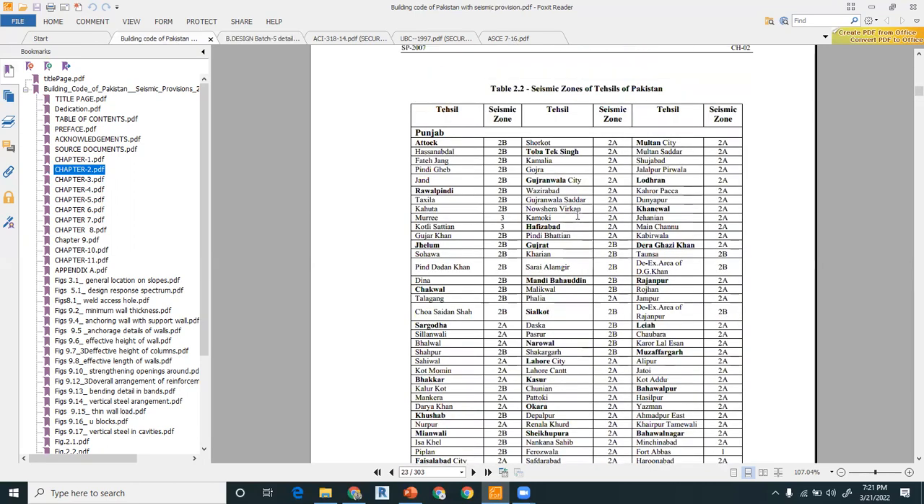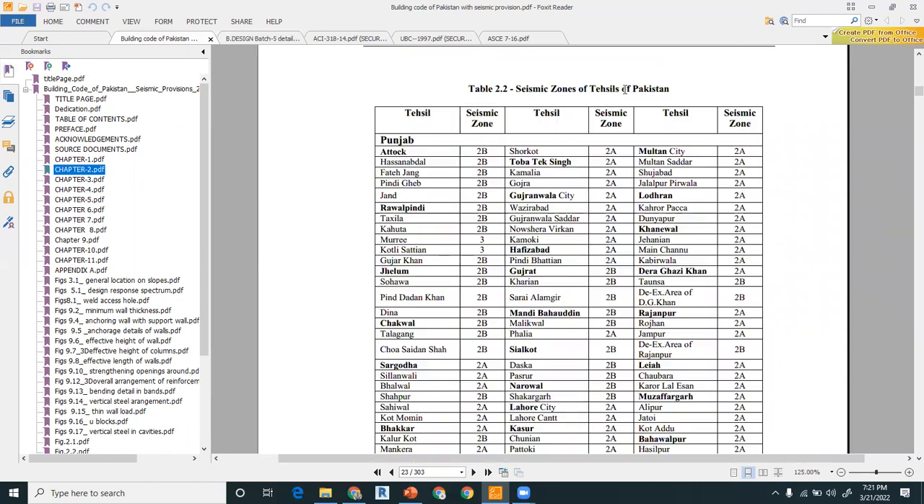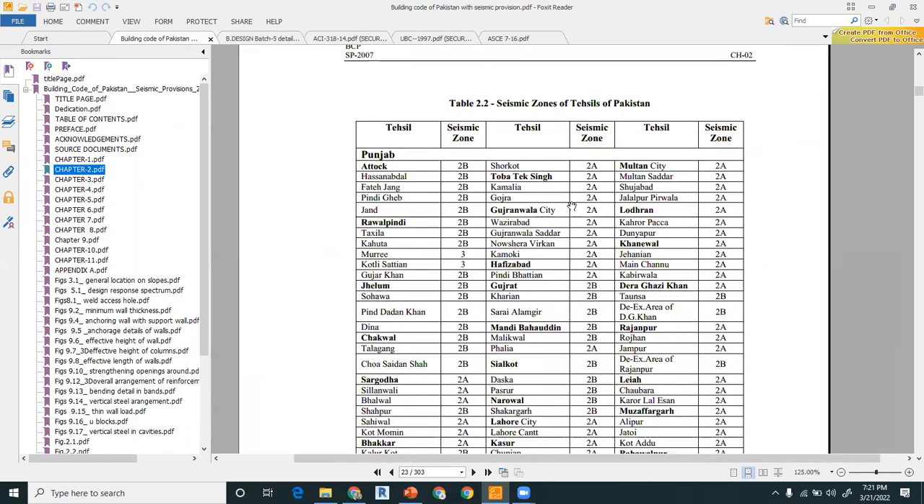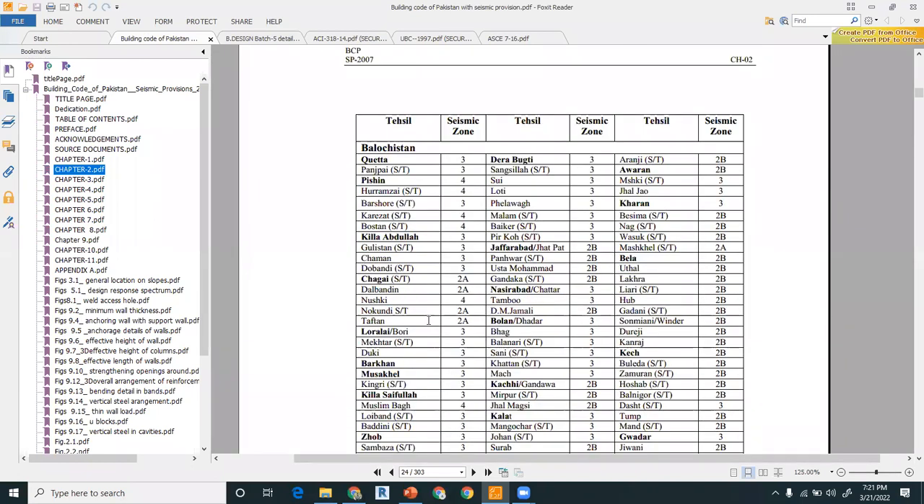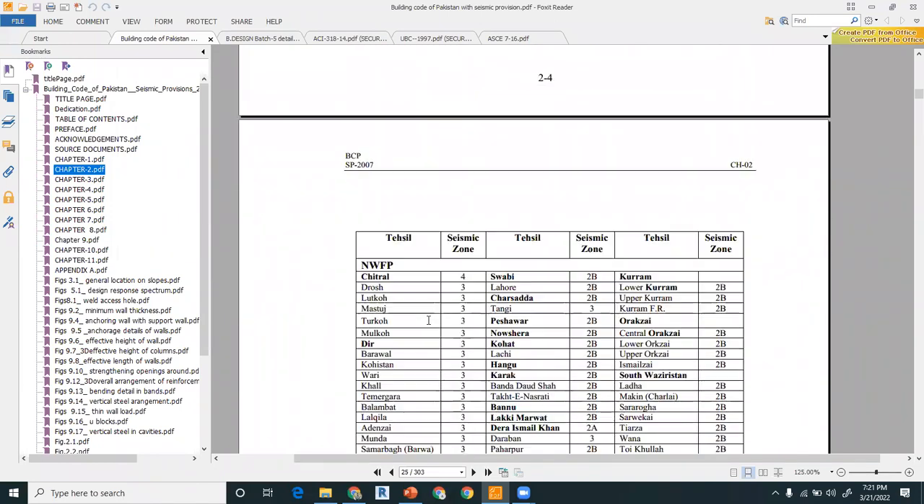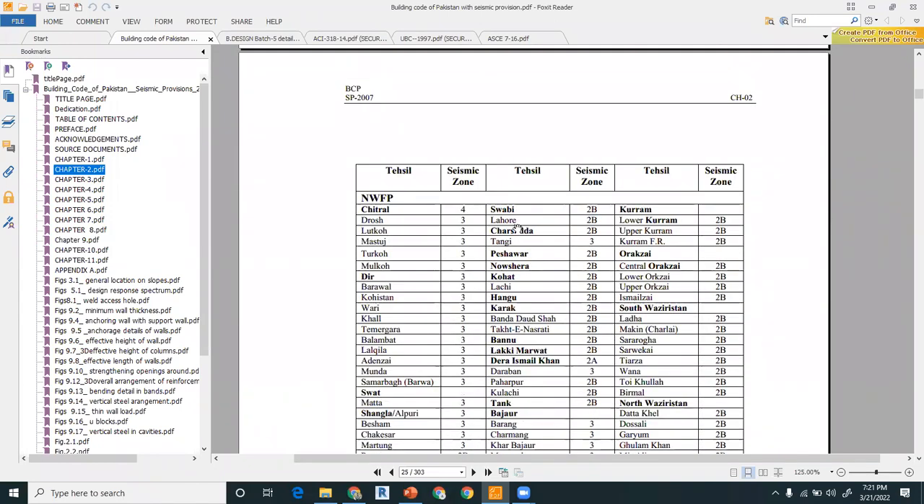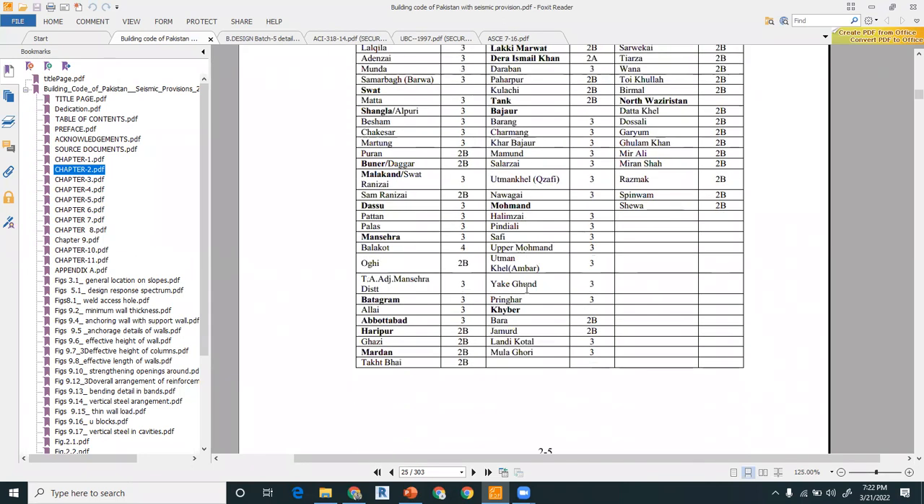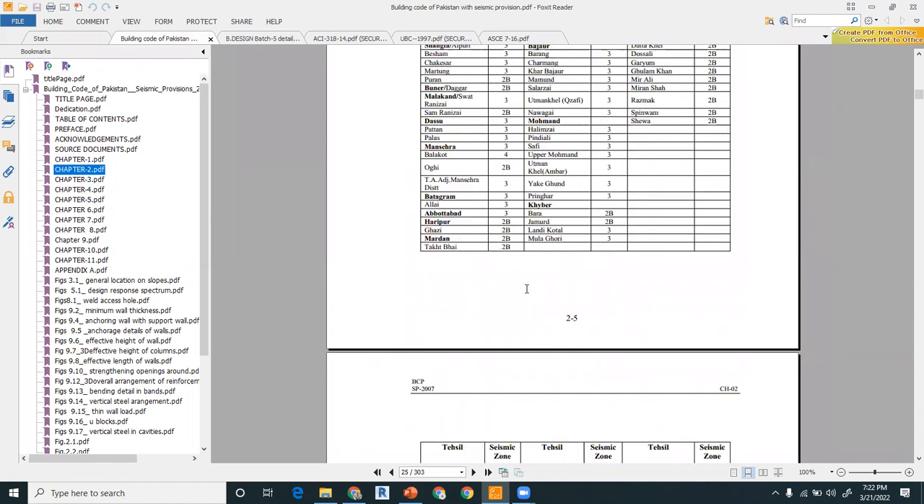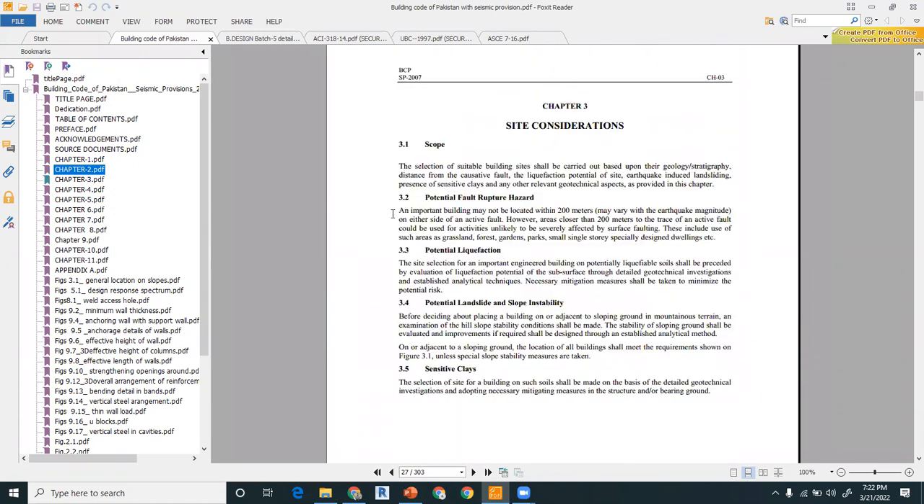And then it will give you information about the seismic zone of different cities in Pakistan. For example, if I talk about Swabi, Lahore, or Charsadda, it lies in seismic zone 2B. In this way, you can find any city in Pakistan and see in which zone it is, right? So this is chapter 2.